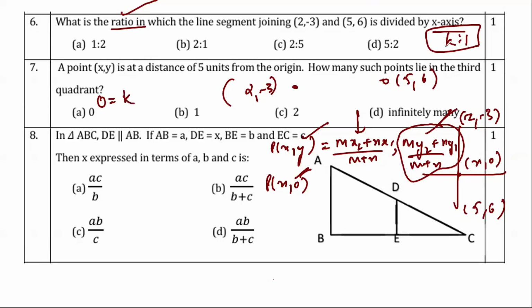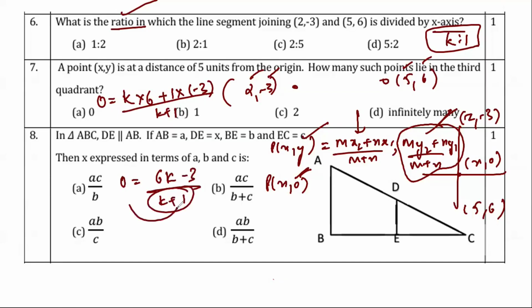So k is m, y2. So this is x1, y1, this is x2, y2. So this is this plus n, which is 1, and what is y1, minus 3, over k plus 1. So the final equation is 0 is equal to (6k minus 3) over (k plus 1). This is in division. When it changes its side, it becomes multiplication with 0, and 0 multiplied by something is 0. So 6k minus 3.